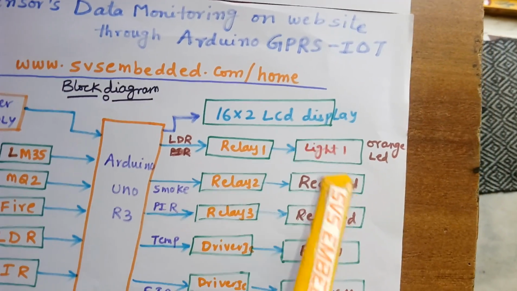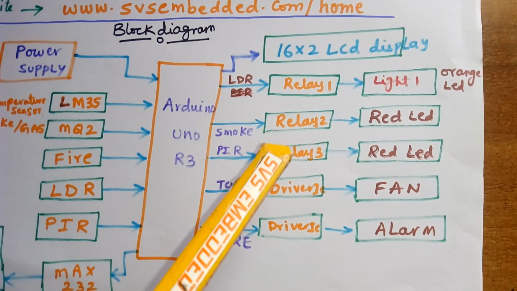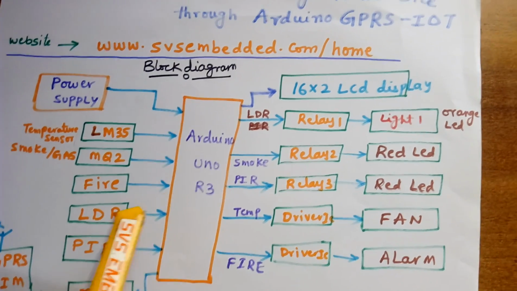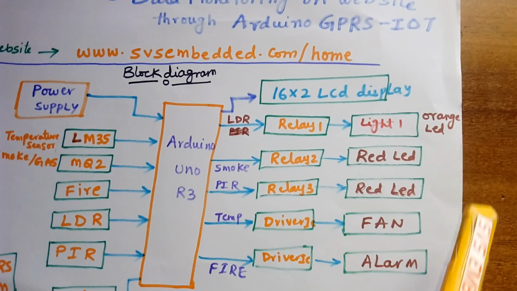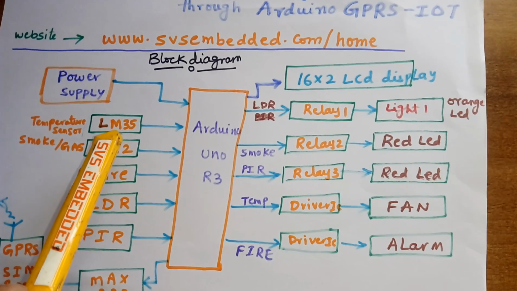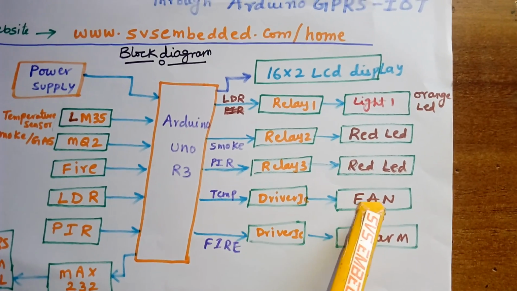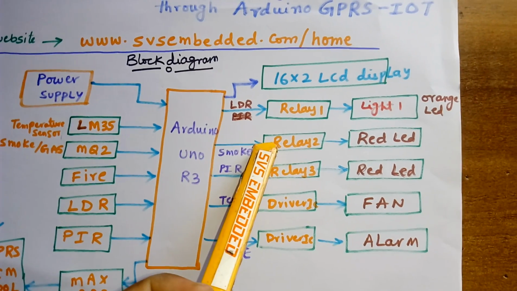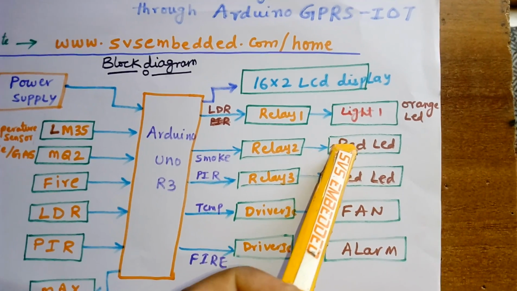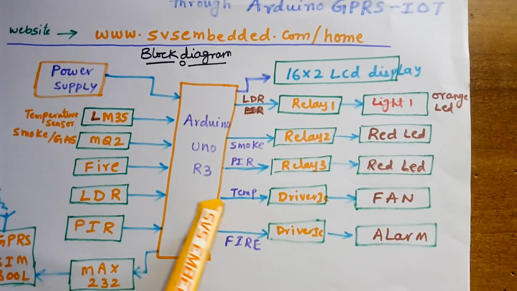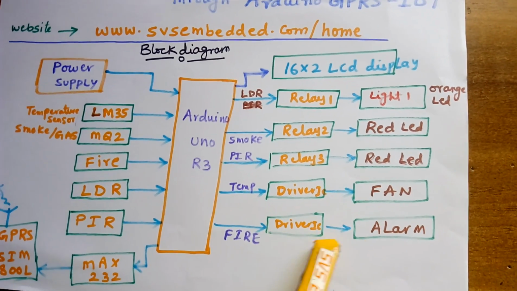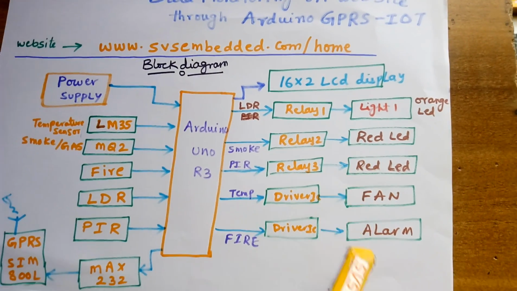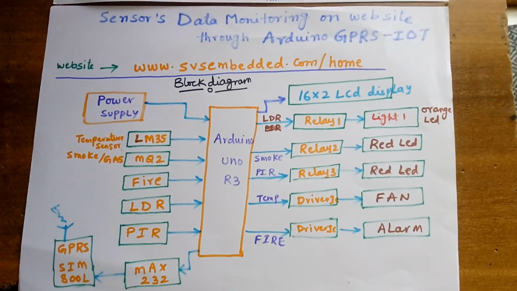This is the block diagram. Here there is a 16x2 LCD display and 3 relay coils. One relay coil is for the LDR: when the light is dim, the orange LED should be on. If the temperature is high, a driver IC runs one DC fan. If there is a gas or smoke alert, the red LED indicates it. If there is a fire alert, an alarm, which is not used here. If the PIR is detected, the red LED turns on. This is the entire block diagram section.